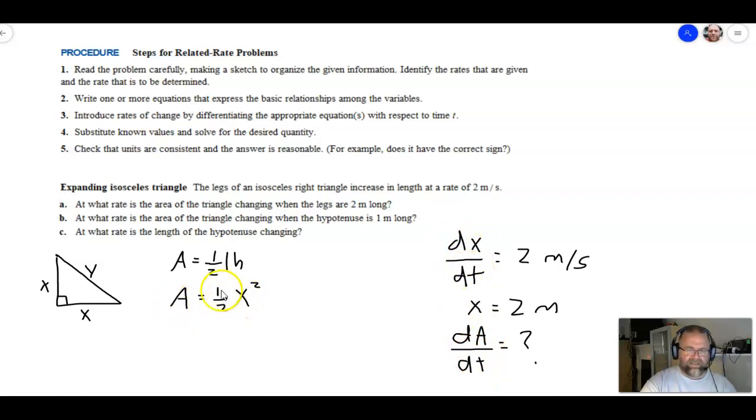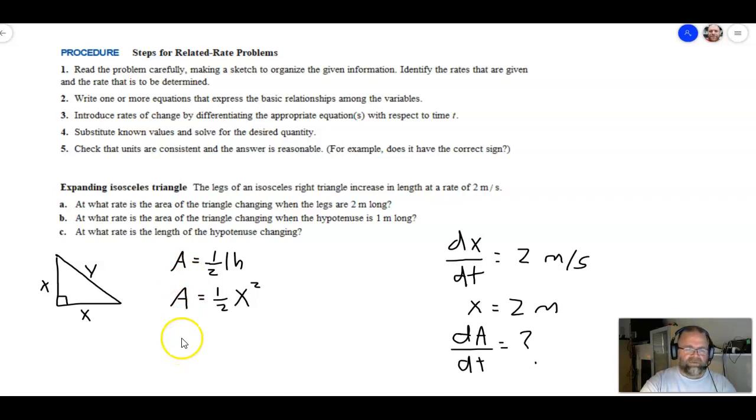So that means if I do implicit differentiation on this whole thing with respect to time, then we're going to get the dA over dt, and we're also going to get the dx over dt. So let's see how. Remember, we're taking the derivative with respect to time. So any time that we take a derivative of a variable that's not time, we have to add that d, whatever that variable is, over dt.